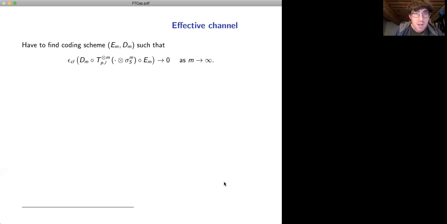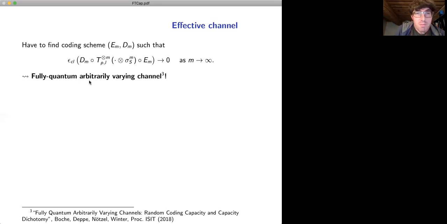So we have to find coding schemes, EM and DM, or these coding channels, such that the average classical communication error of this goes to 0. The sigma SM depend on M, they depend on the channel EM, so it's somehow self-referential. So in general it's a very difficult coding scenario. This is called a fully quantum arbitrarily varying channel. This is very difficult, but luckily we have more structure.